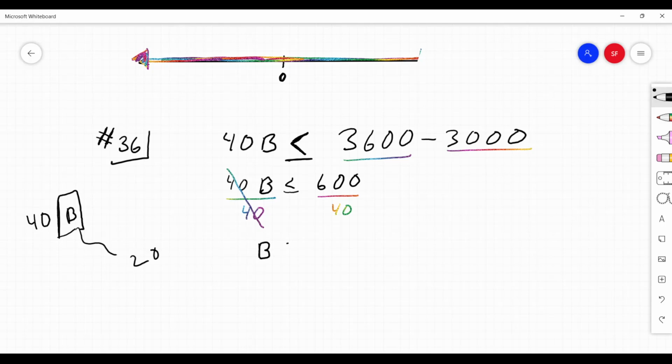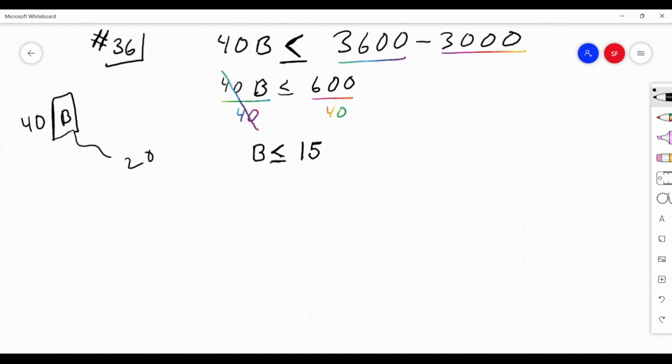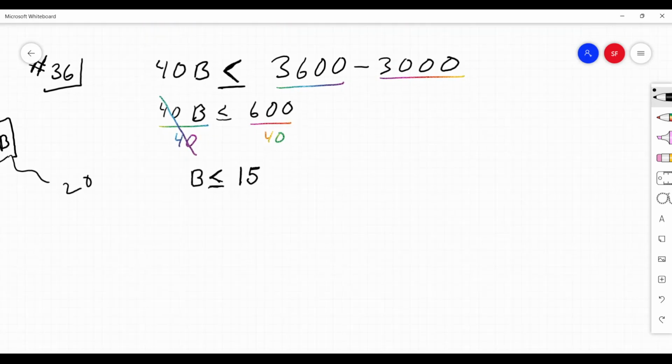B has got to be less than or equal to what? I got 7.5. Oh wait, no, it's a fraction. Okay. That's fine. What did you do? I don't know what I did. I got how many bags you're supposed to take away. Oh, I plugged it in my calculator wrong. So at least 15 bags.